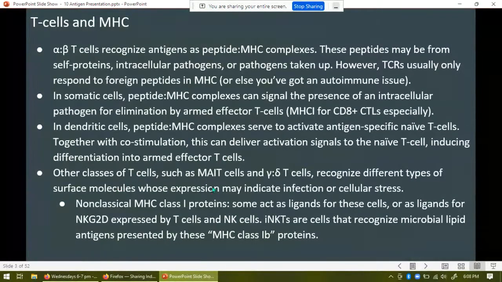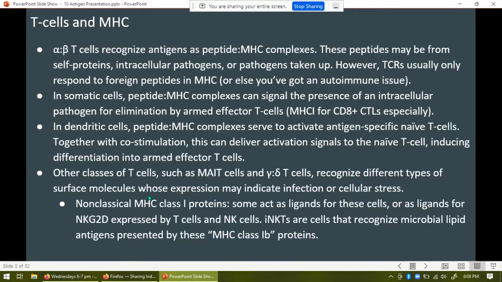Other classes of T cells are sort of interesting. So I've been talking about alpha beta T cells this whole time, and those are your MHC restricted T cells. But there are also other weird types of T cells that we'll talk about more in the T cell chapter, but we'll talk a little bit about them in this PowerPoint. We've got the MAIT cells, the mucosal-associated invariant T cells. We have the gamma delta T cells. These don't recognize MHC molecules, technically speaking. They don't recognize the classic MHC1, MHC2.